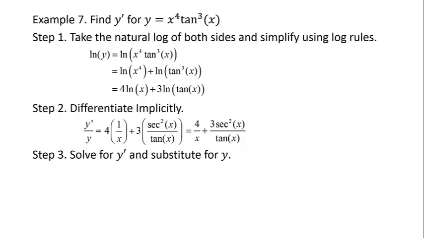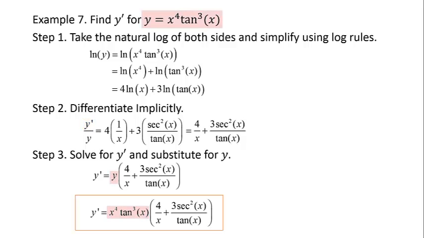Finally, we solve for y prime and substitute for y. To solve for y prime, we simply multiply y to the other side of the equation, and then substitute that y is equal to x to the fourth times tangent of x cubed. So our final derivative, y prime, is x to the fourth times tangent of x cubed, all times 4 divided by x plus 3 secant squared divided by tangent.